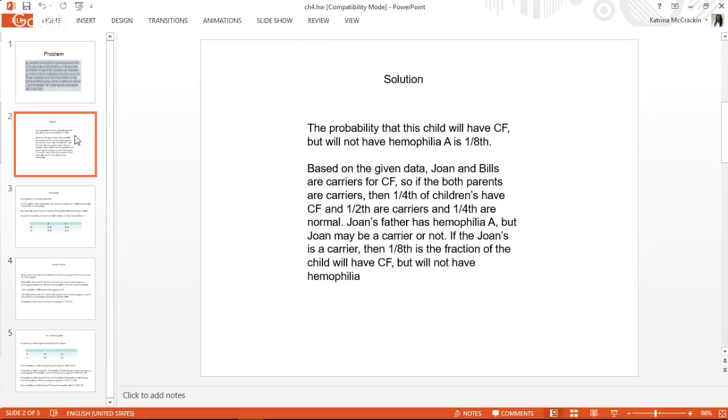Joan's father has hemophilia A, but Joan may be a carrier or not. If Joan is a carrier, then 1/8 is the fraction that the child will have CF but will not have hemophilia.